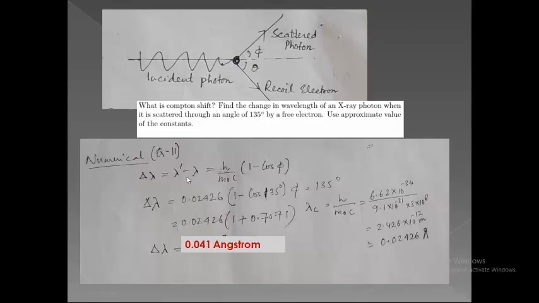Find the change in wavelength. Again, they are asking for the difference. Basically they are asking for the Compton shift. So lambda dash minus lambda, they are asking you to calculate, when the photon is scattered through an angle of 135 degree by a free electron.